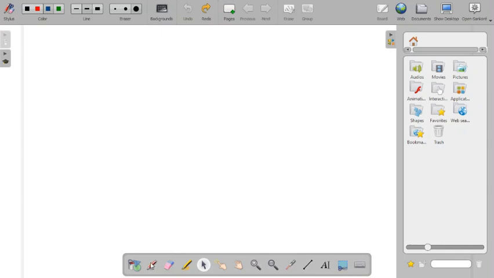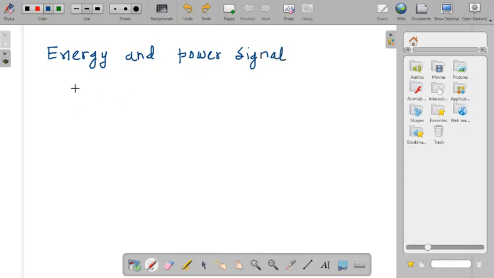So today's topic of discussion is energy and power signals. So what is meant by an energy signal?